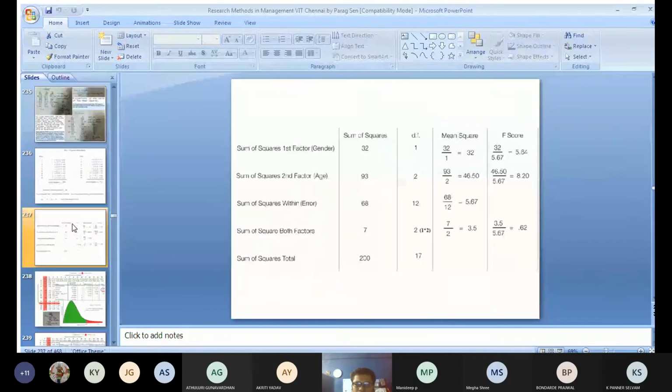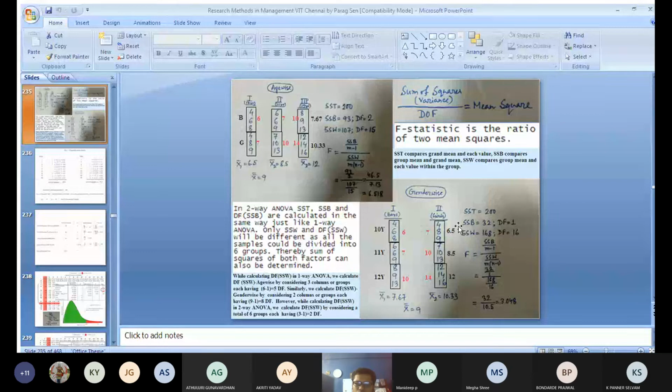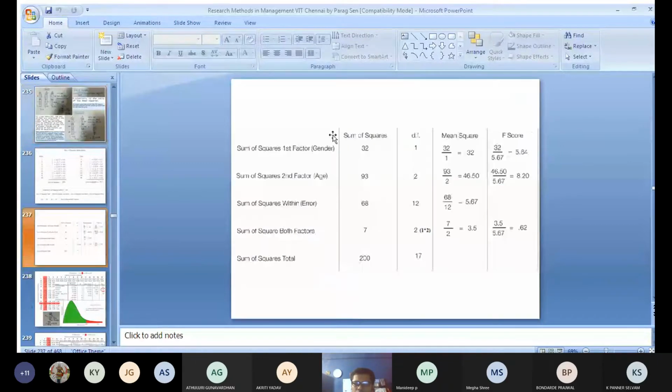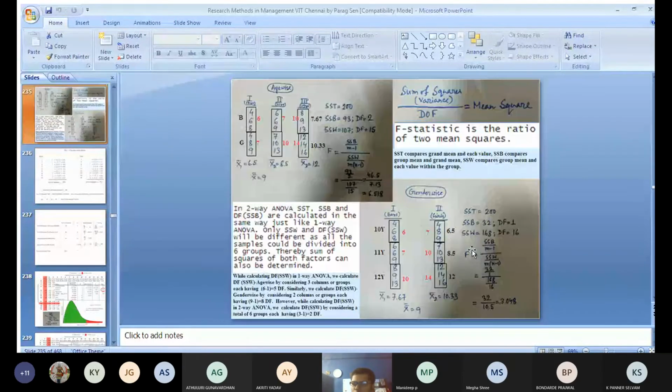Here, what will be the gender sum of square? It is given by the sum of square between. It is just like this: 32, and the degrees of freedom is 1. It is the same calculation that you performed for one-way ANOVA. The same thing you will perform here. So the sum of square between will not change in the case of two-way ANOVA, because the same thing is happening in two-way ANOVA as well.